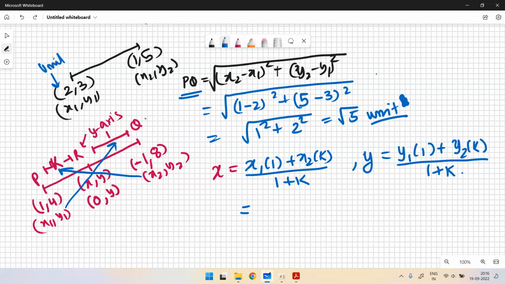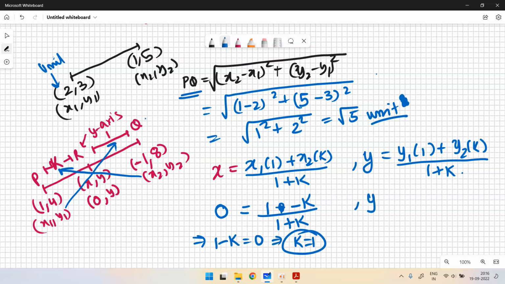So x1 is given to be 1, so 1 plus x2, which is minus 1, into k: (1 minus k) by (1 plus k). Now for x, you know that this is on the y-axis, which implies x is 0. So 1 minus k equals 0, which implies k equals 1. Now what is y? It divides in the ratio 1 is to 1.